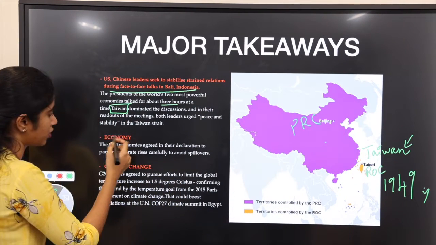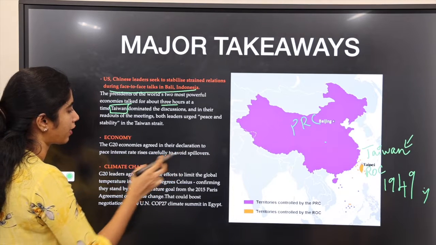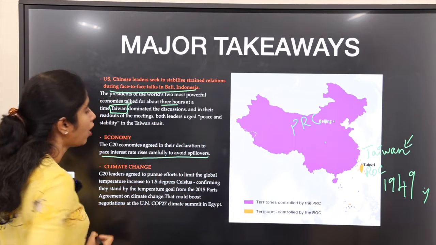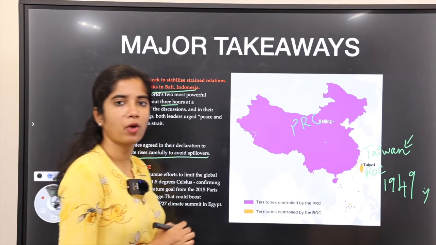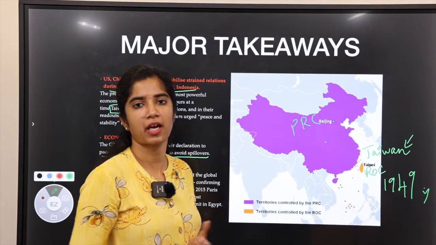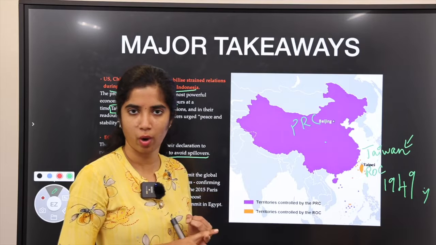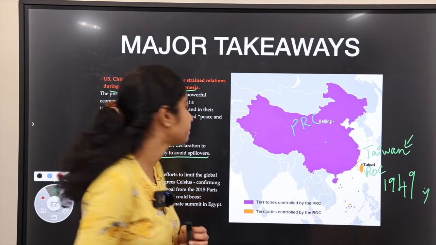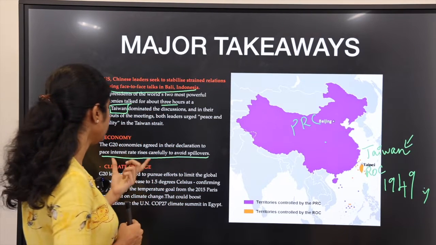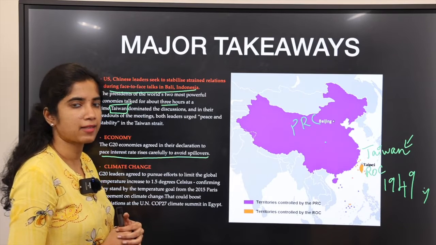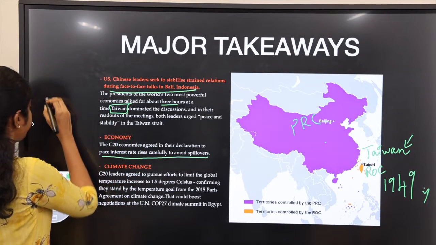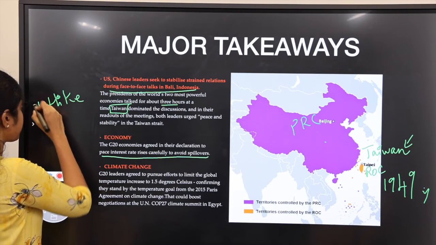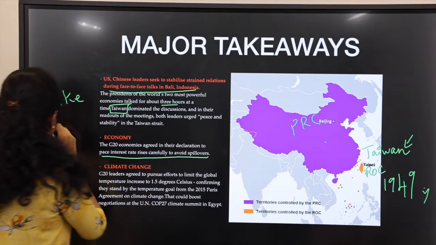And the next takeaway is based on the economy. G20 economies agreed in their declaration to pace interest rate rises carefully to avoid spillovers. Okay, in the previous slide we were talking about inflation. Because of port closures and sanctions on Russia, energy and food prices have gone up. High prices are called inflation. So to tackle that inflation, central banks are bringing in interest rate hikes. So what happens when the interest rate hikes? Your loan EMI will increase.